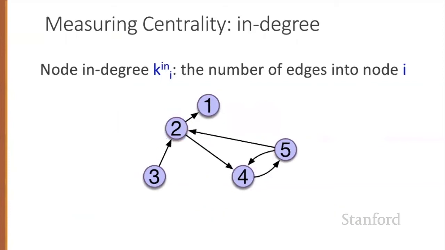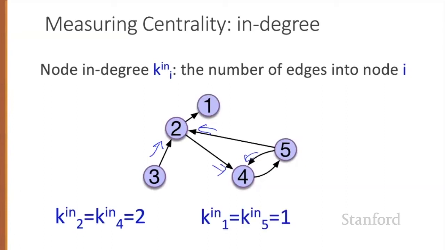In a directed graph, we can measure a node's in degree, how many nodes point to it, or its out degree, how many nodes it points to. For example, in this directed graph, node 2 and node 4 both have 2 nodes pointing at them. Nodes 1 and 5 both have an in degree of 1. And node 3 has an in degree of 0. Nothing points to node 3.